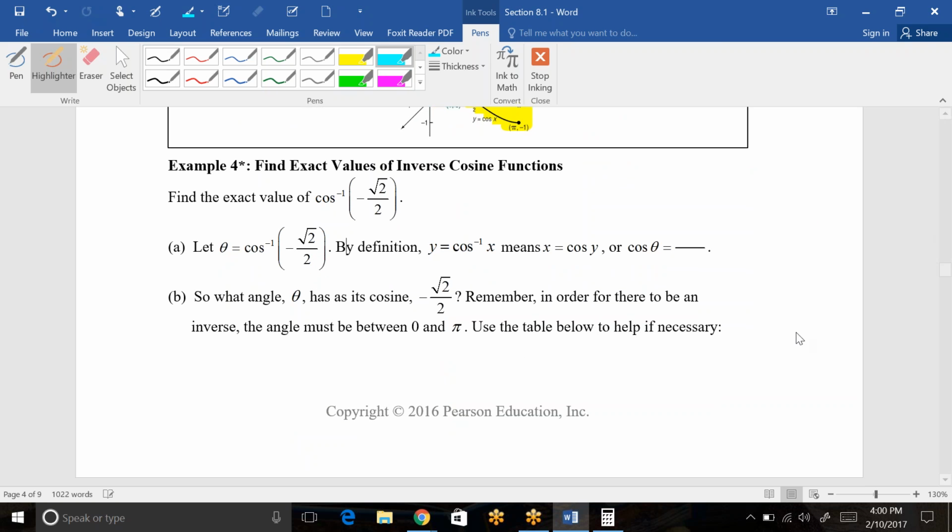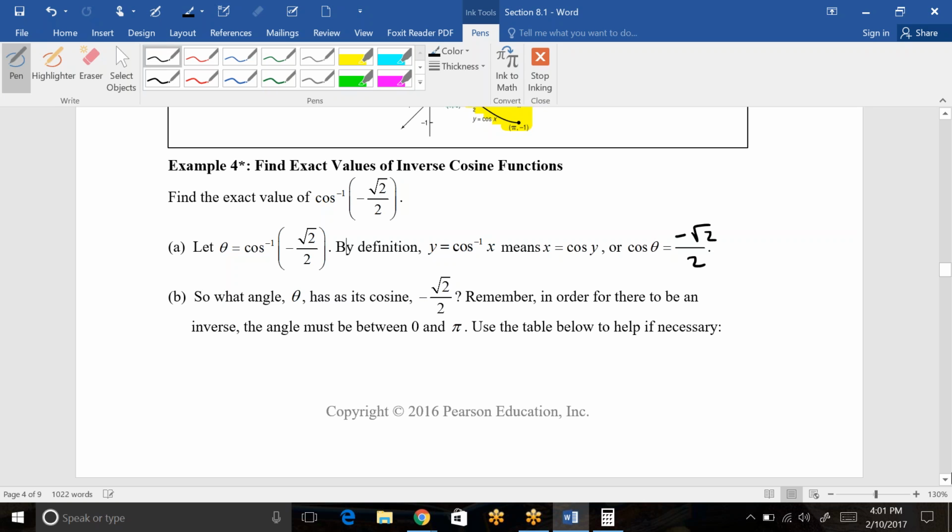Then we just have to look at a couple examples for cosine, and then we'll spend just a few minutes on tangent. So find the exact value of cosine inverse of negative square root of 2 over 2. Remember, we can say that that would be theta equals that cosine inverse, which means that's a y equals cosine inverse. If you want to just swap that so that you had regular cosine, you switch the variables around. So cosine of theta would be negative square root of 2 over 2.